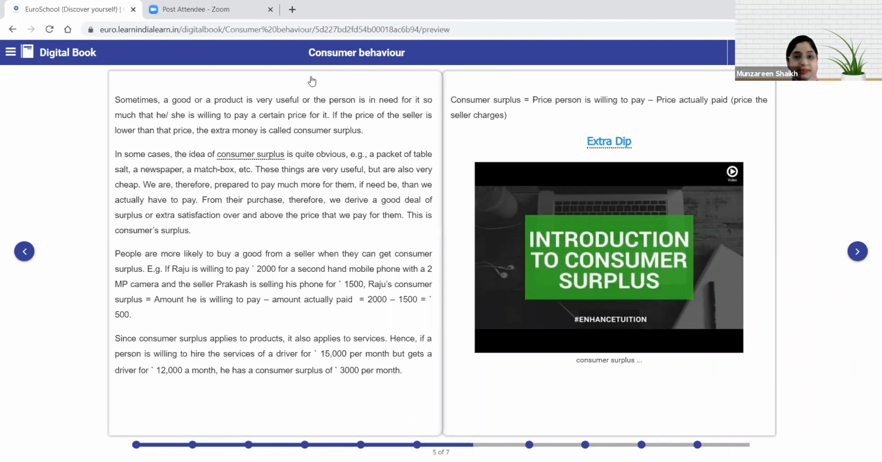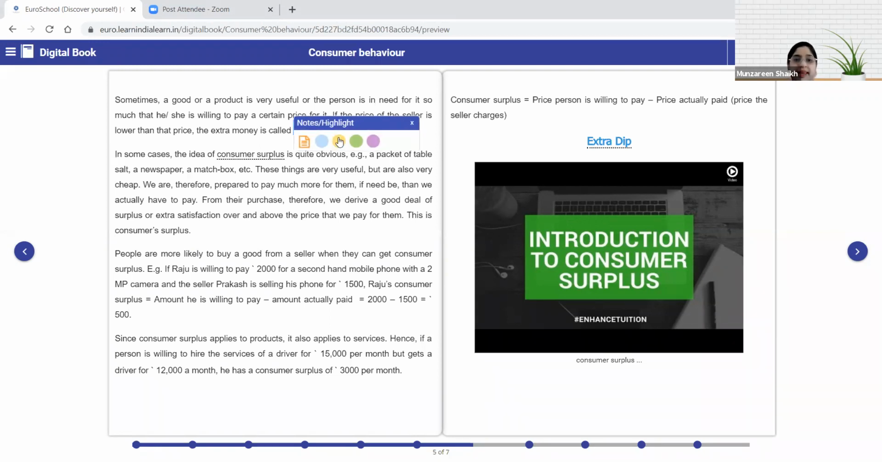Okay, so at times people are in so much need to buy a good that they tend to buy that specific good even if they have to pay a certain price for it, like fruits, vegetables, and food. If the price of the seller is lower than that price, then that is called consumer surplus. Please underline this consumer surplus. You will get a question on what is a consumer surplus.